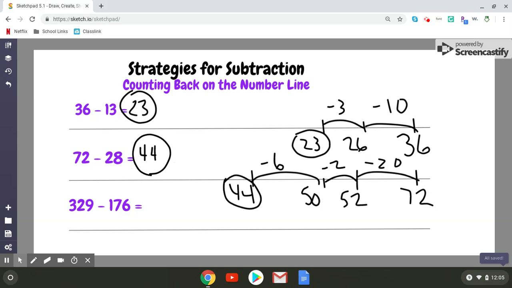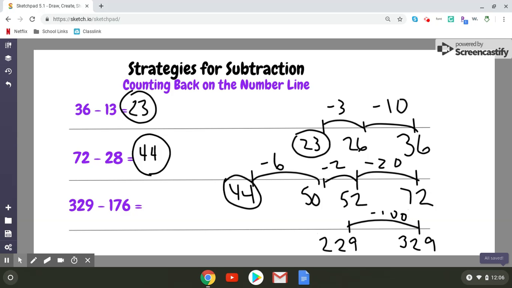Okay, to do this same strategy with larger numbers in the hundreds place, it's the same thing. 329 minus 176. We're going to start out with 329 over here. But now we're going to experience the same problem that we experienced in the previous problem when we're going to need to regroup. So I have to take away, first I take away 100. That's pretty easy. Take away 100, I get to 229.